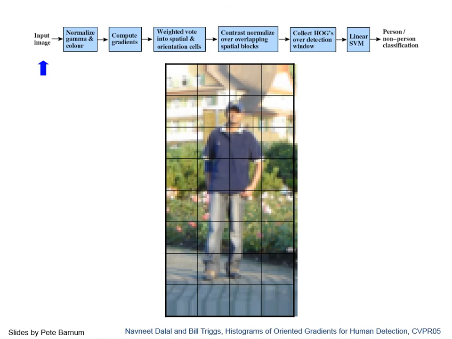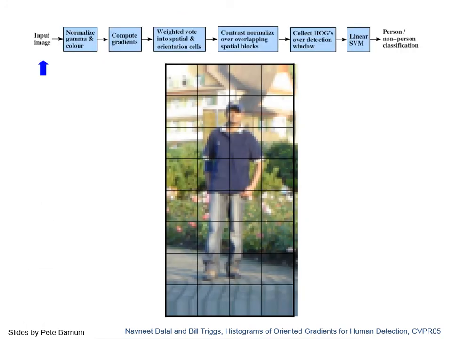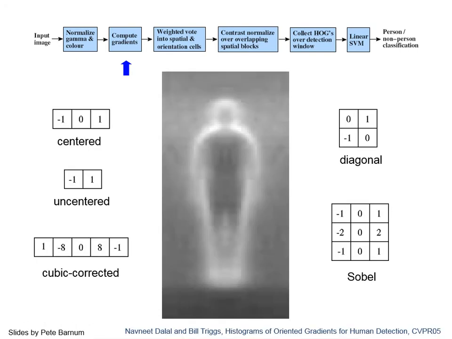So this is a little bit more detail. Basically it partitions the window, the size again 64 by 128, into 4 by 8 cells here, and then there's a pre-processing step where you can do some color handling. Typically you can change to other color spaces, but RGB is sufficient basically. And then you can do gamma correction also, which basically just scales the intensity a little bit. It gives you a very slight improvement in performance.